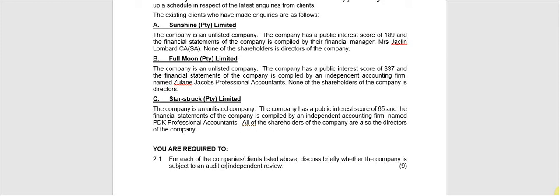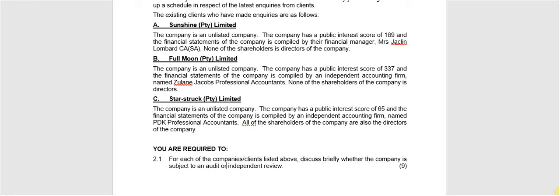Then we have Full Moon Pty Ltd. The company is unlisted. The company has a public interest score of 337, and the financial statements of the company are compiled by an independent accounting firm named Zulani Jacobs Professional Accountants. None of the shareholders of the company are also directors.